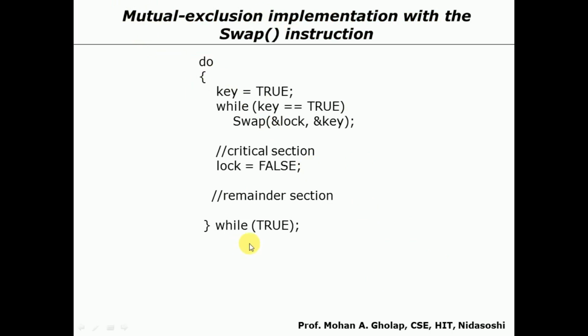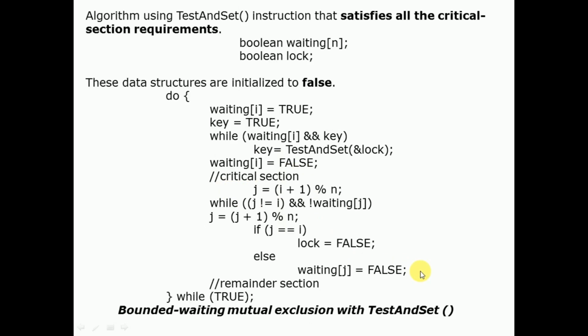So again we have a do while loop here, and for the swap we take one more variable, that is key, which is initialized to true. While key is equal to true, we'll simply call the swap function, swap(&lock, &key). This will continue until key becomes false, and only then it will be allowed to enter the critical section. Once it completes the execution, lock will be equal to false and the remainder section will be executed. So in this way the mutual exclusion can be implemented using swap.